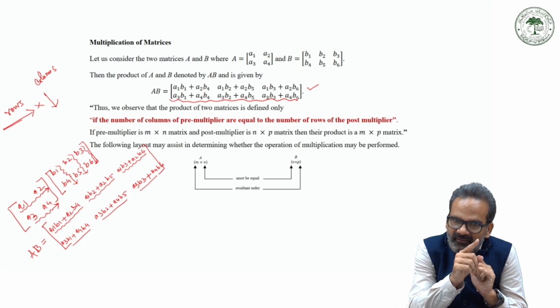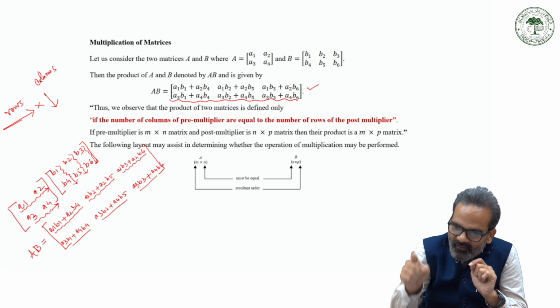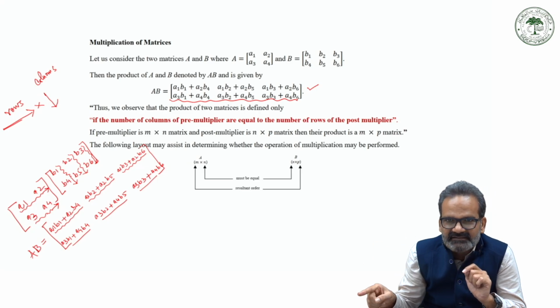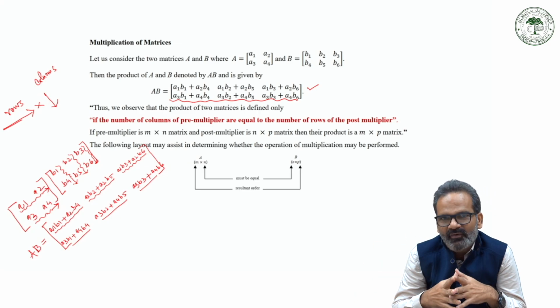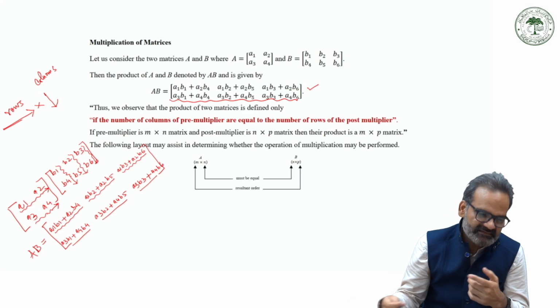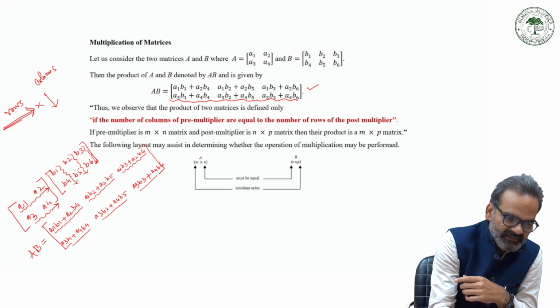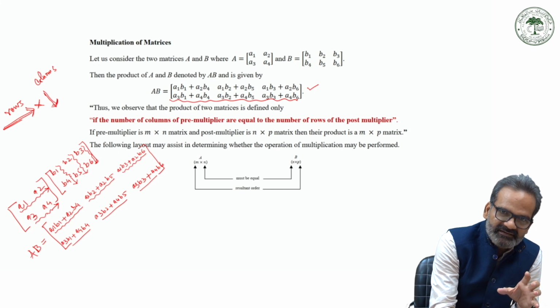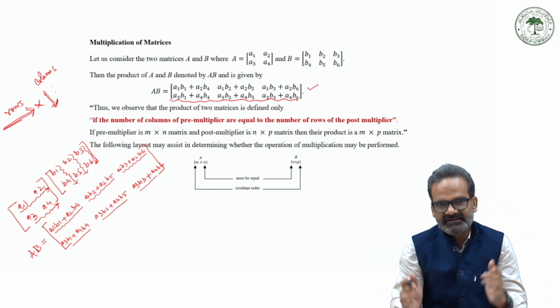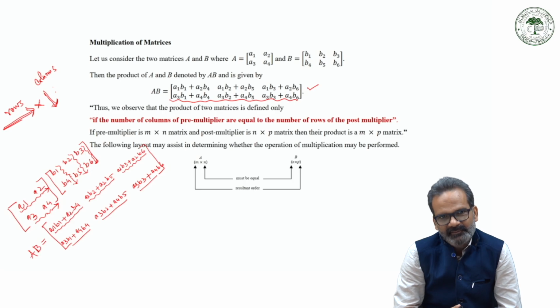Then take the second row of the first matrix and multiply it with all the columns of the second matrix. You will get the second row of the product AB, right? So, as I have mentioned in the very beginning, rows must be multiplied with the columns. So take the rows of the first matrix and multiply with all the columns of the second matrix to get the resultant product that is being denoted by AB, right?